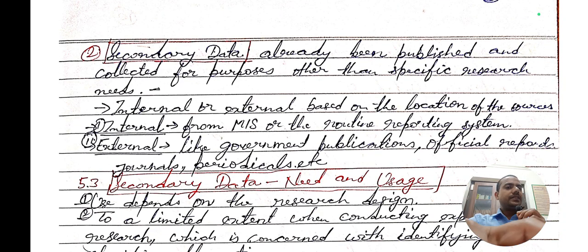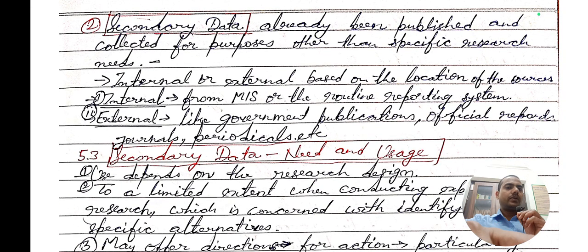Secondary data already have been published and collected for purposes other than the specific research needs. It means whatever is already published for other purposes can be used for our specific purpose in the research process. So internal or external, based on the location of the sources, we can say internal from the MIS, Management Information System, or the routine reporting system. External, like government publications or financial reports, journals, periodicals, etc.